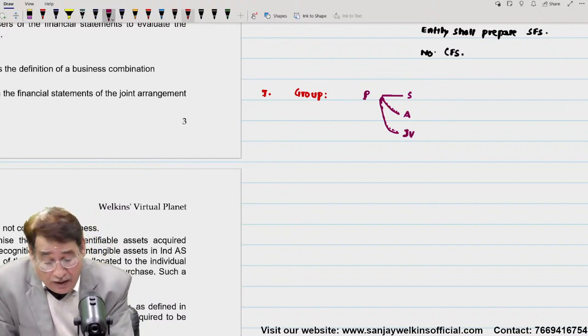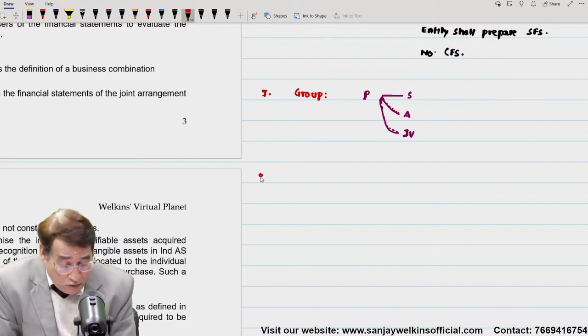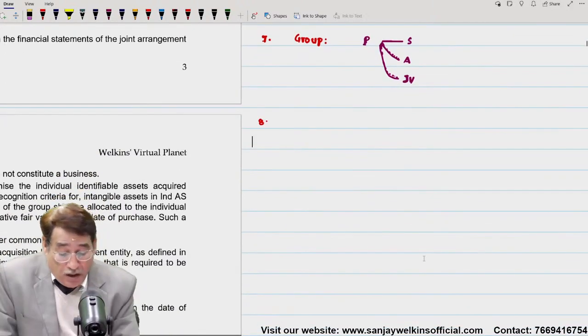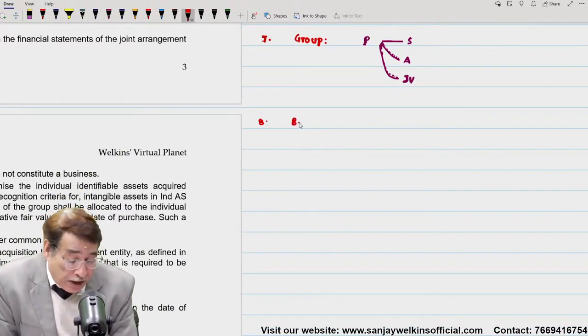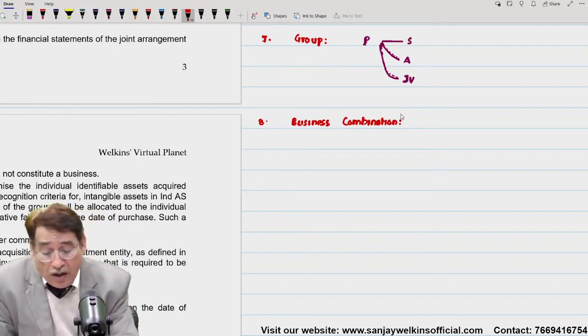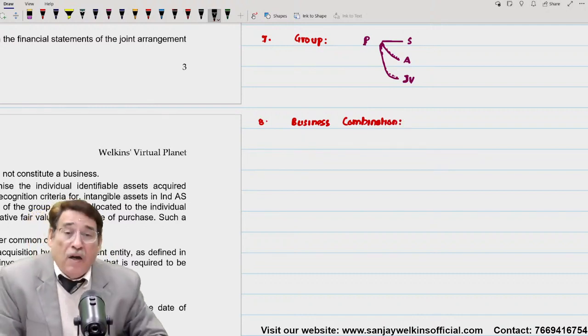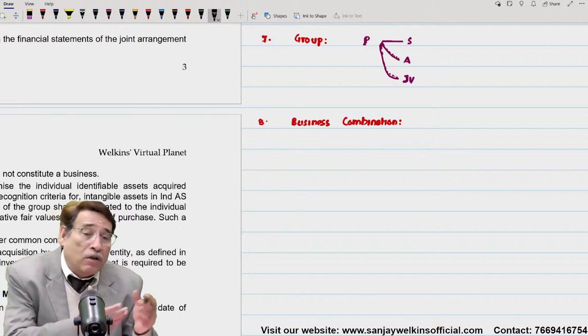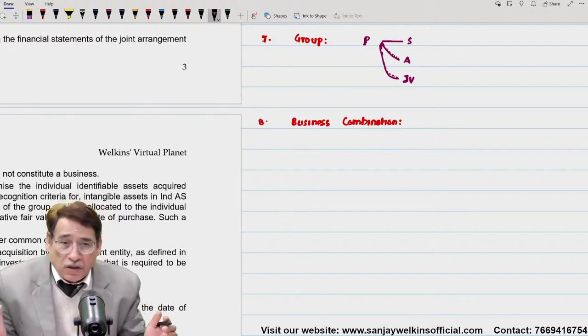Now, under the next point, after taking care of these significant points, we are moving a bit further. Of course, we are doing Ind AS 103, and under Ind AS 103 we have to learn about business combination. What do we mean by business combination? First of all, you need to understand it. In simple words, business combination means when an entity acquires control over the business of the other entity, then it is known as business combination, correct?